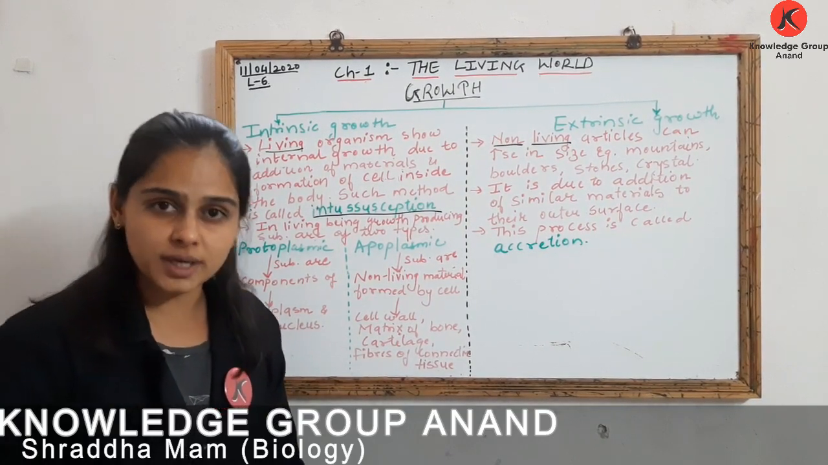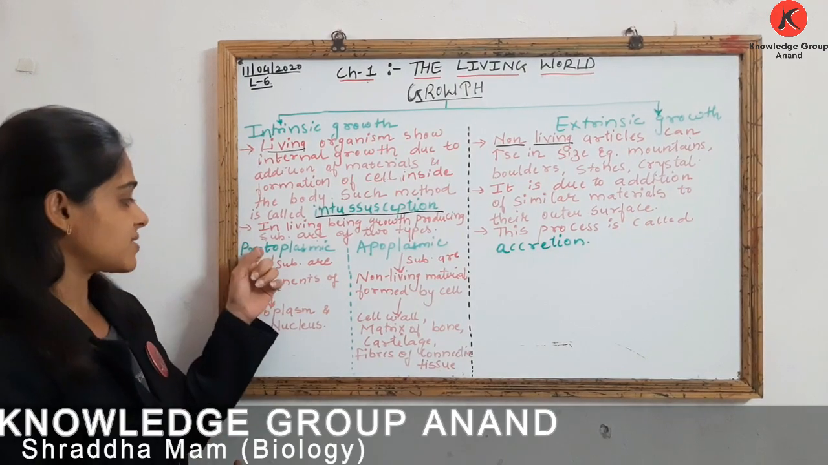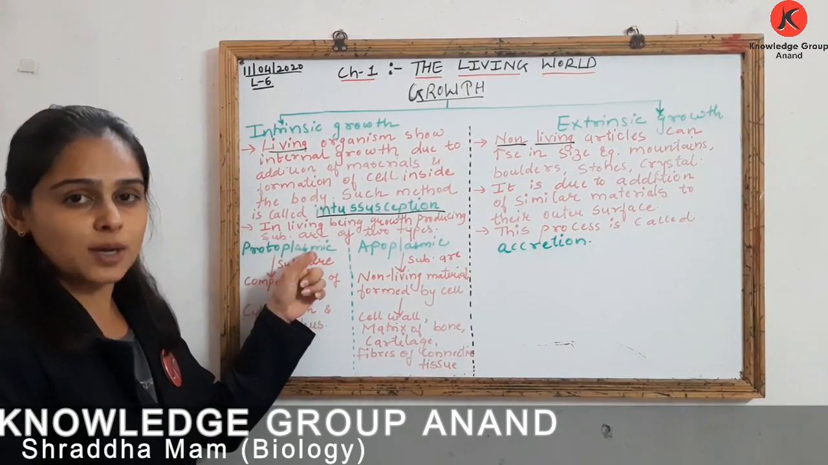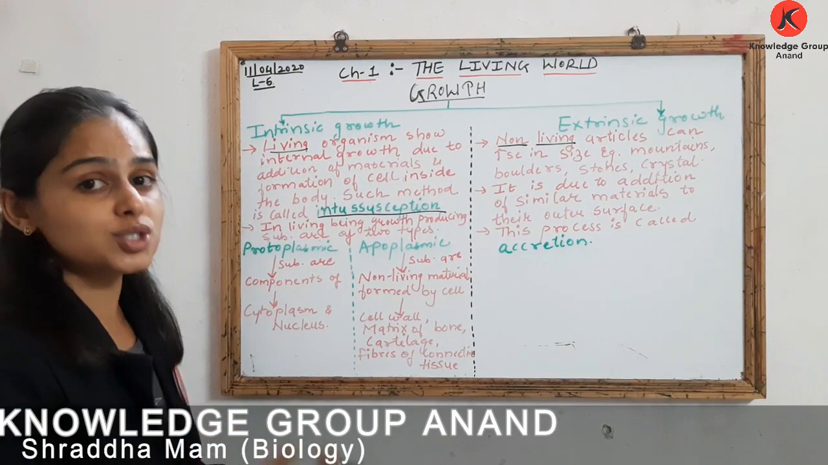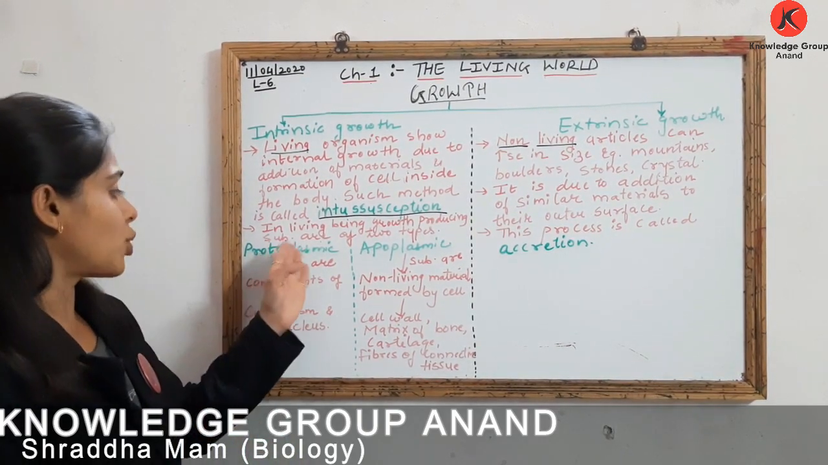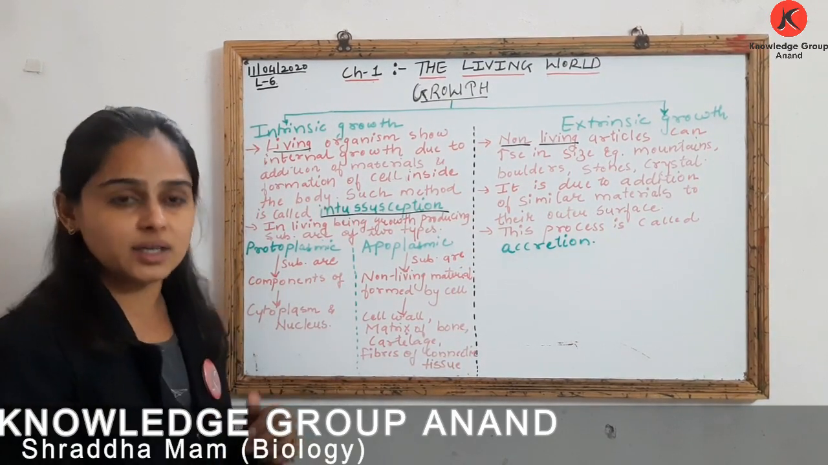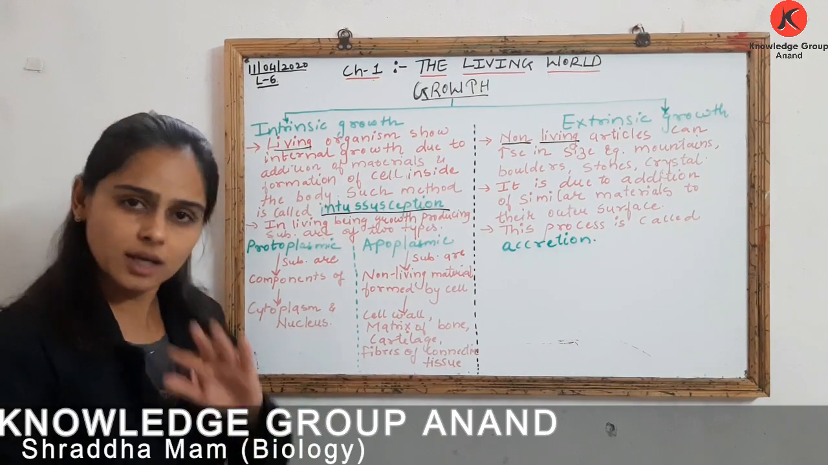Okay, so here let's see what protoplasmic substance is. As the name suggests, protoplasm. So here we are going to talk about your cytoplasm and nucleus. Protoplasmic substances are components of living matter of cytoplasm and nucleus.